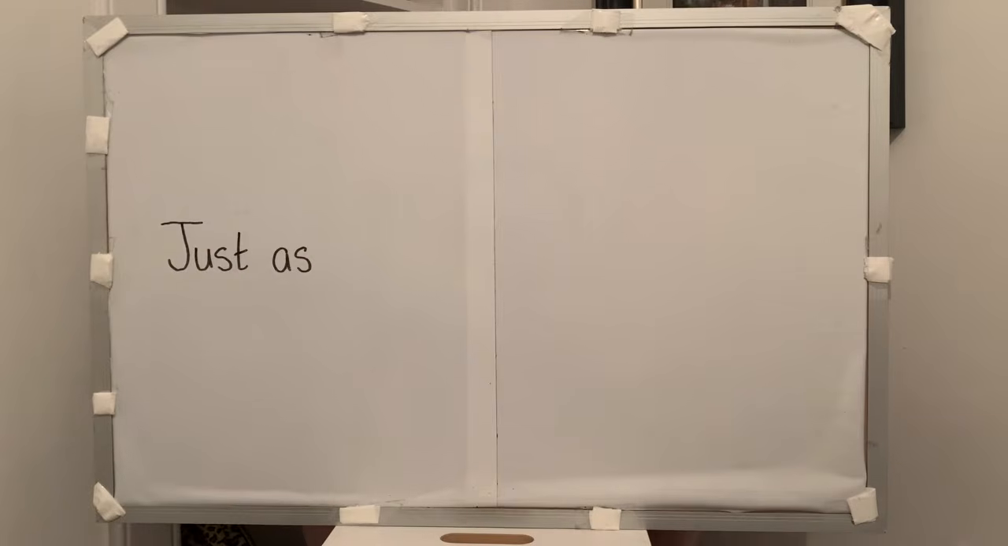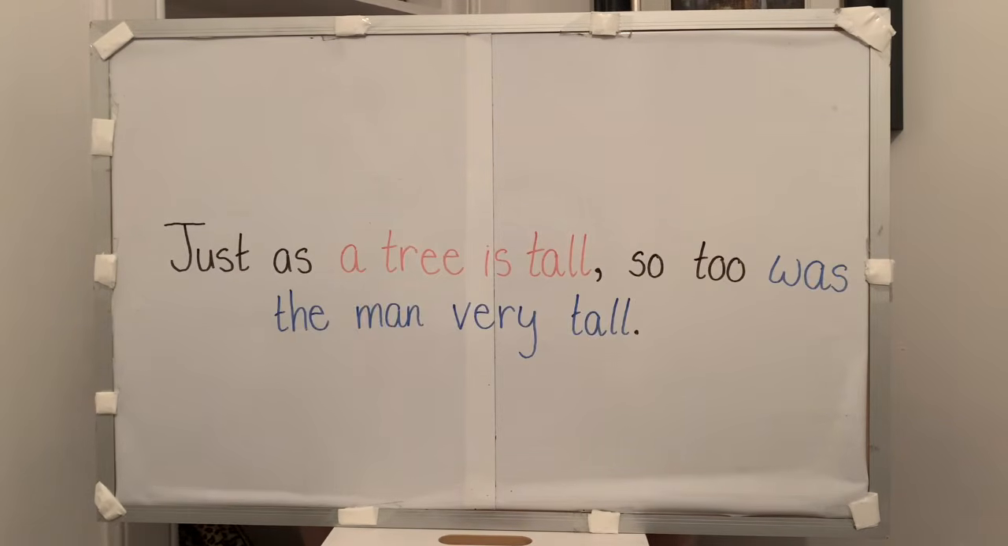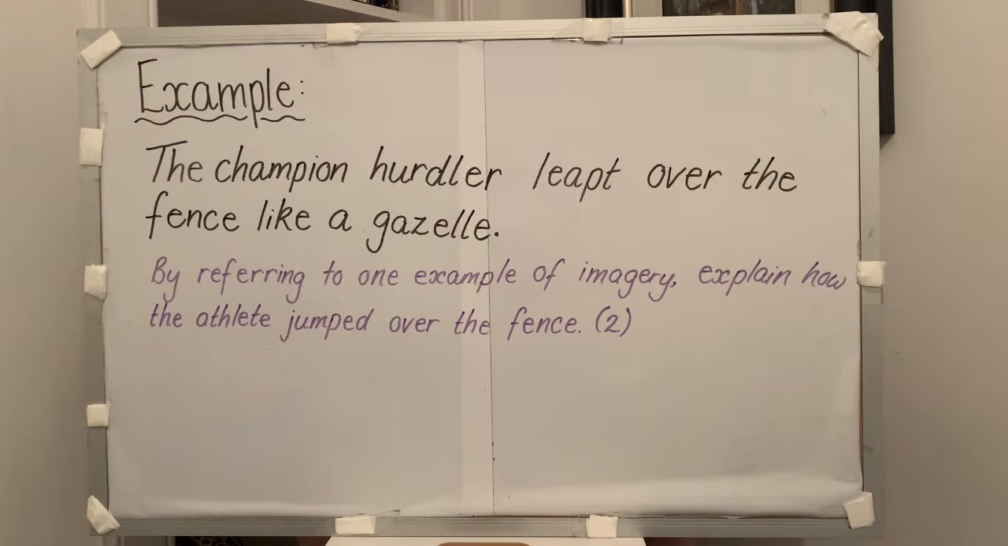So if we apply just as, so too to our earlier example, then we get just as a tree is tall, so too is the man very tall. Okay, the first bit is our figurative meaning, the bit that is being made up, the bit it is being compared to. Then talking about the man being very tall, that's our literal meaning. That's the thing that is real, the man's height. Okay, so once you understand that, then you can start to use it in answering practice questions.